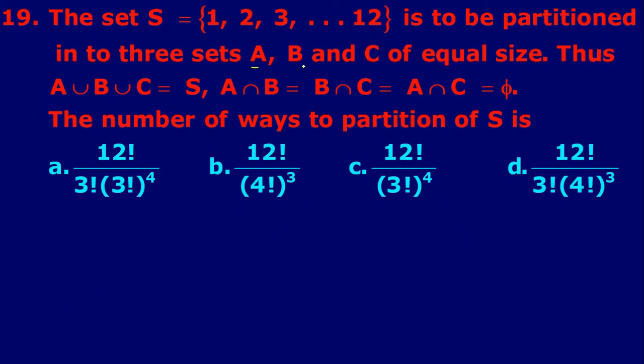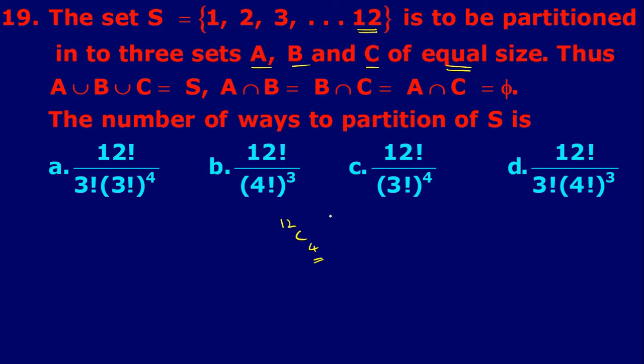Here we have to form three sets, A, B and C, each containing 4 elements. That is, they should be equal in size, meaning each should contain only 4 elements. To form one set with 4 elements, we have to select 4 elements from 12 elements. We know that selection is combination. So the first set A can be formed in 12C4 ways.